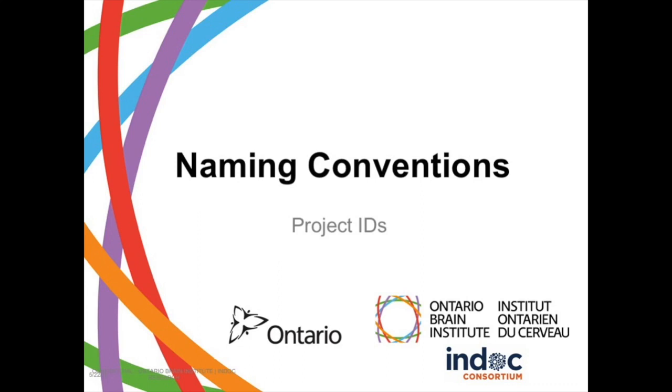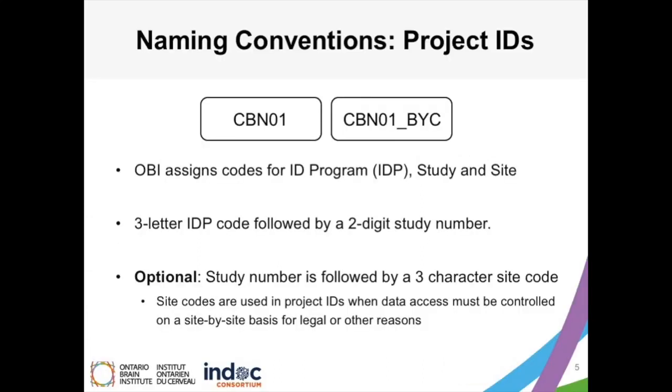Naming conventions for project IDs. Here are an example of two project IDs on SPReD. OBI assigns codes for IDP, study, and site. The first component is a 3-letter IDP code, in our case CBN for Cambine. The second component is a 2-digit study number, and in some project IDs, a study number can be followed by a 3-letter site code. Site codes are used in project IDs when data access has to be controlled on a site-by-site basis for legal or other reason.